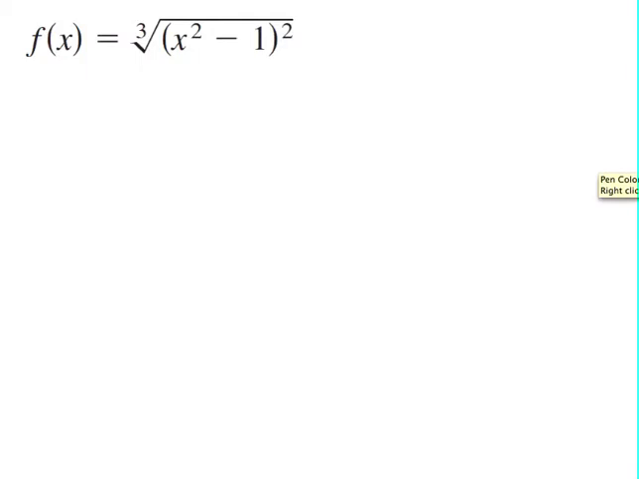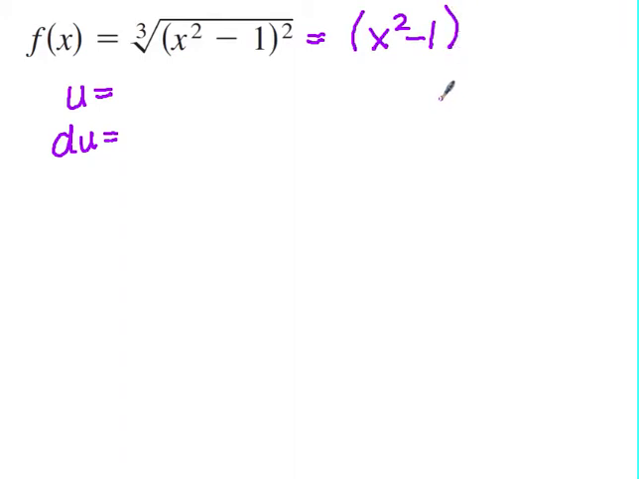Okay. x squared minus 1, to the 2/3. What I'm going to do before I continue is go ahead and rewrite it. So what will it be? Close. 2/3.